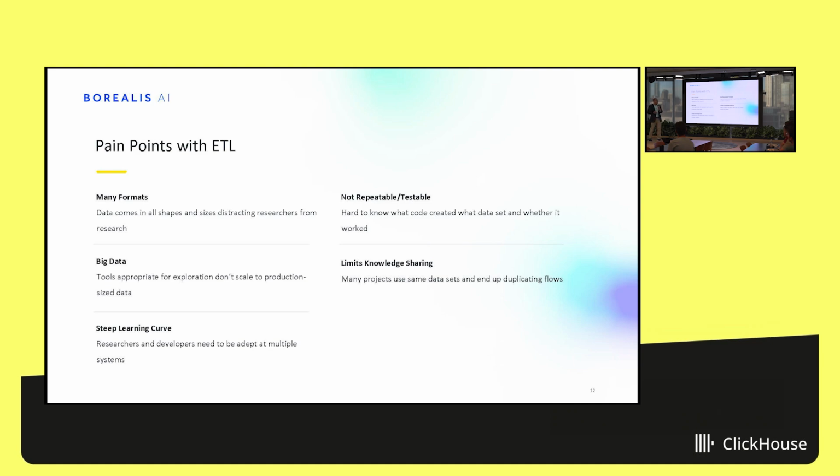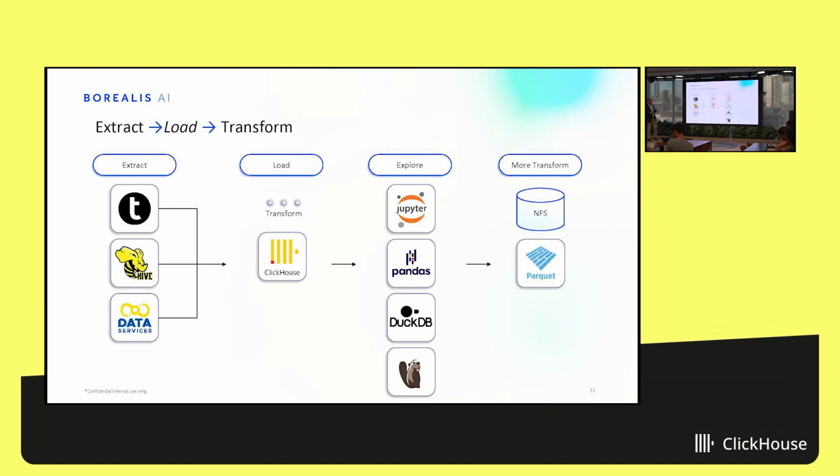Another important part is knowledge sharing, where different projects are mostly using the same overlaps of data, but in different time windows or slightly different calculations, and they're pulling data in silos. So they're not aware of other teams using different data sets, for example. Now comes the new pattern using ClickHouse.